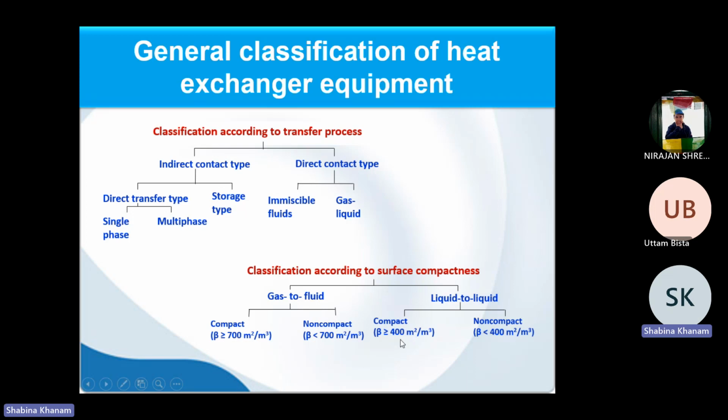That would be, we consider that limit as 400, but that is 700 in case of gas to fluid. And the reason you could understand, like when I'm having the gas, it is more compressible than the liquid. So we can compress more and more air in a smaller volume in comparison to liquid. So compactness would be lesser for liquid to liquid in comparison to gas.